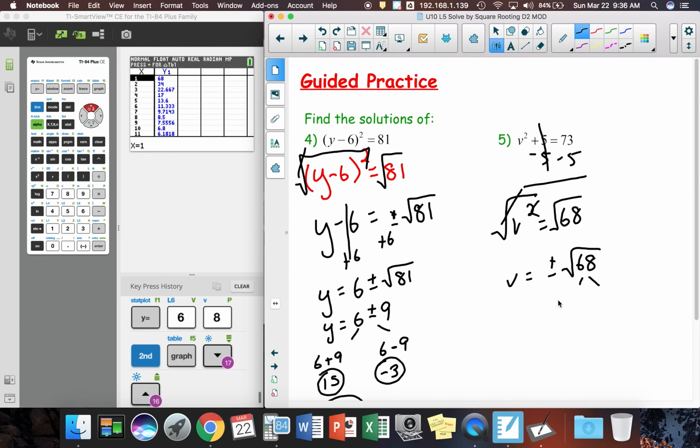I'm going to split this up. We have square roots of 4 times the square roots of 17. And only one of these can be simplified. The square root of 4 is 2. I have my radical, 17. Now don't forget this plus or minus sign. Plus or minus, so we have v equals plus or minus 2 radical 17.